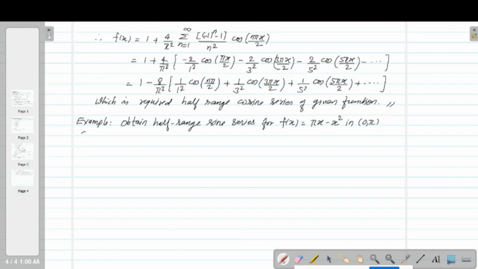And use Parseval's identity to deduce that 1 upon 1 raised to 6 plus 1 upon 2 raised to 6 plus 1 upon 3 raised to 6 and so on is equal to pi raised to 6 by 945. This problem we will solve.